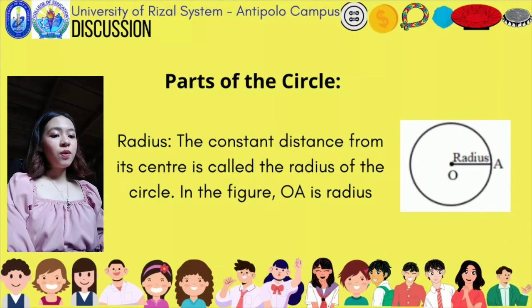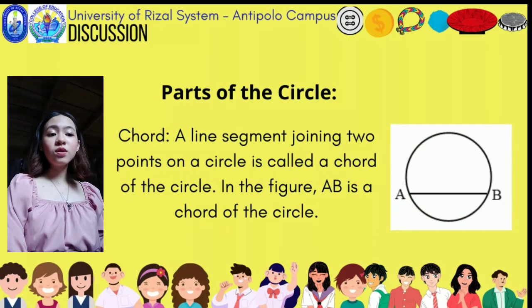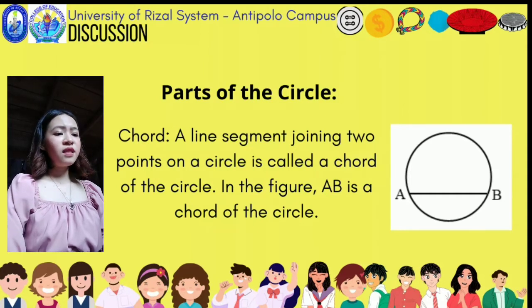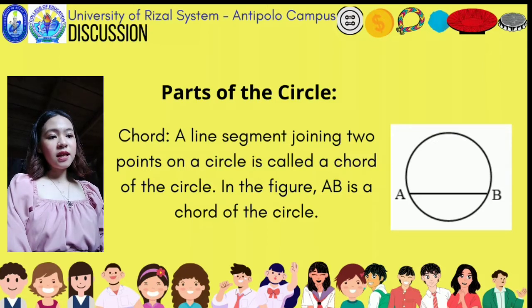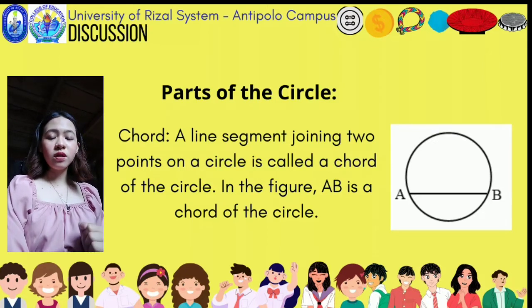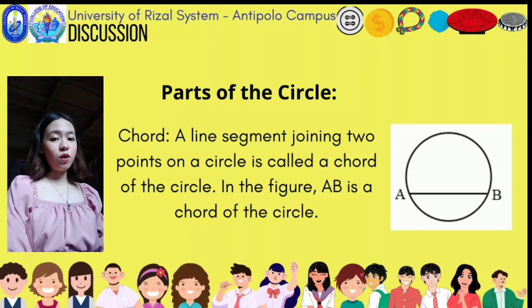In the figure, we have a point O and the point A. Kung makikita natin yung line na yan, from center to the side of the circle, ayan po ang tinatawag nating radius. Tandaan po. Next is chord. A line segment joining 2 points on a circle is called a chord of the circle. In the figure, AB is the chord of the circle. So, any line that joins 2 points in a circle, we call it chord. Kung makikita nyo, ayan yung letter A na point and letter B. Yung straight line na yan po ay chord.